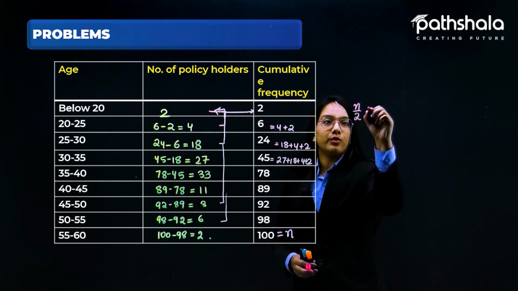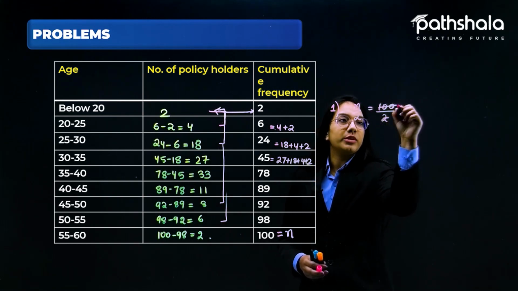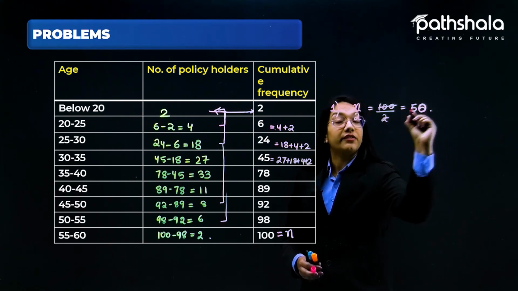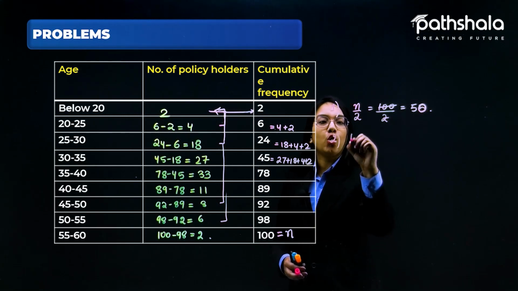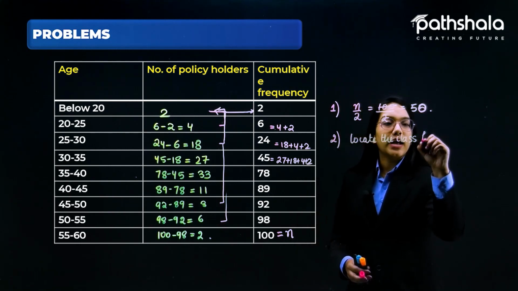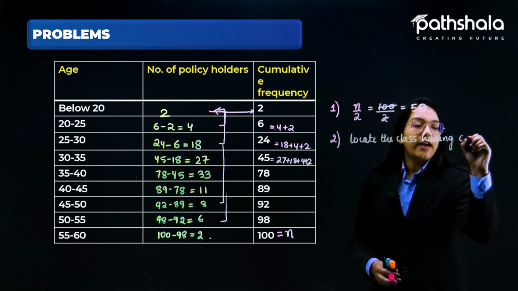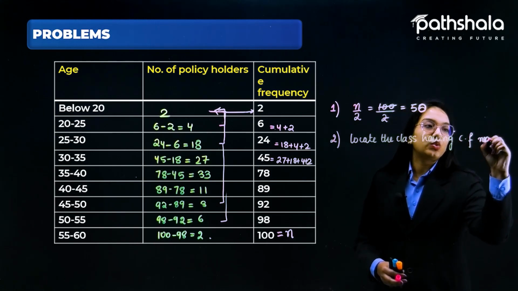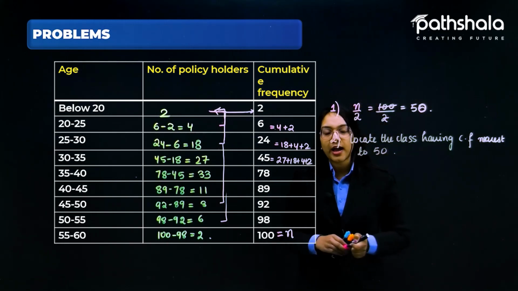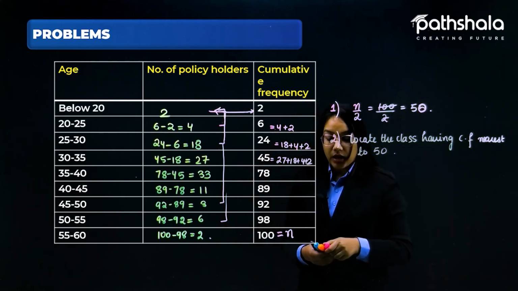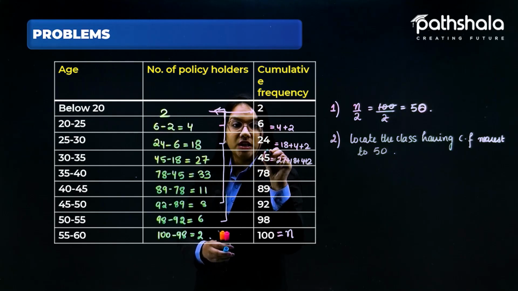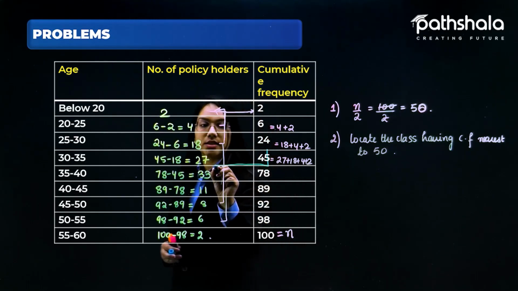Further, we have to calculate n by 2. So what is n by 2? N by 2 means 100 by 2, which is equal to 50, not 55. So the next step is to locate the class having a cumulative frequency nearest to 50. Now we can locate the class having the cumulative frequency nearest to 50, which is 45.